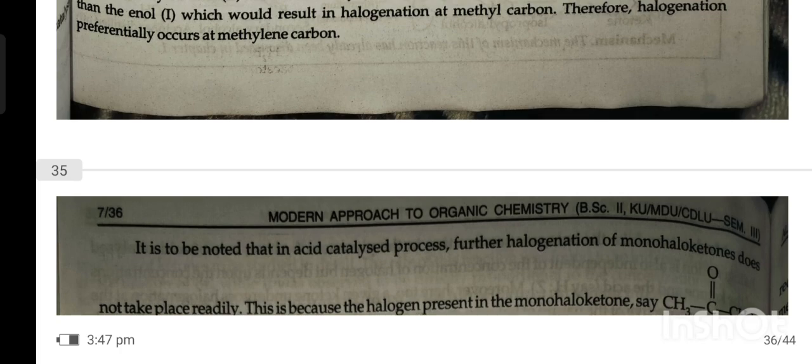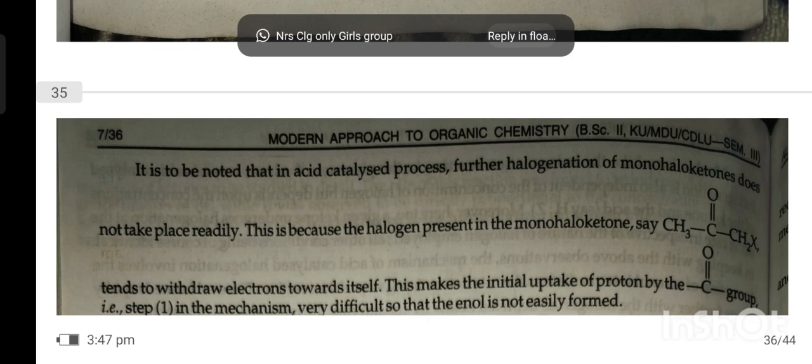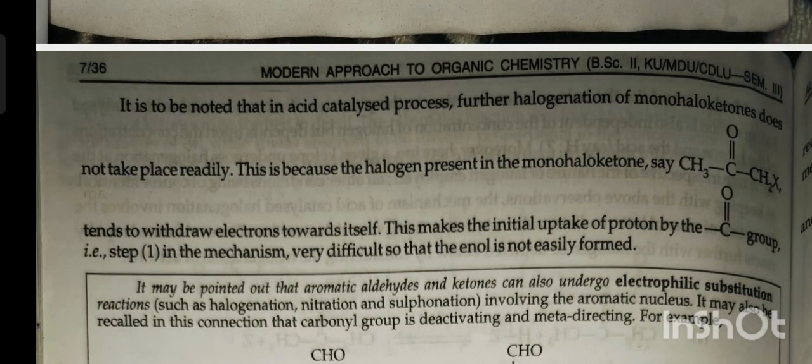It is to be noted that in the acid catalyzed process, further halogenation of monohaloketones does not take place readily. This is because the halogen present in the monohaloketones, say CH3C=O CH2X, tends to withdraw electrons toward itself. This makes the initial uptake of proton by the carbonyl group, the first step in the mechanism, very difficult, so that the enol is not easily formed.